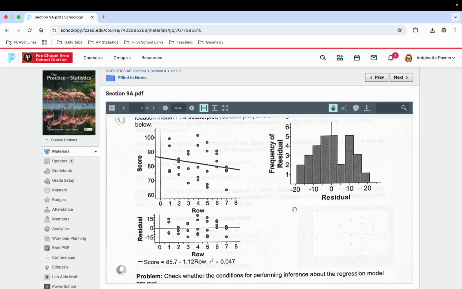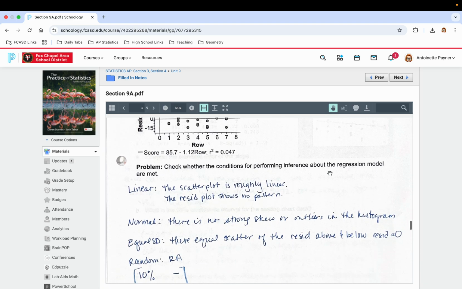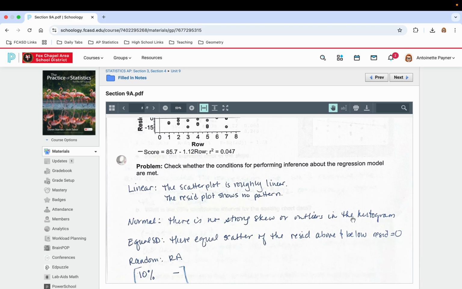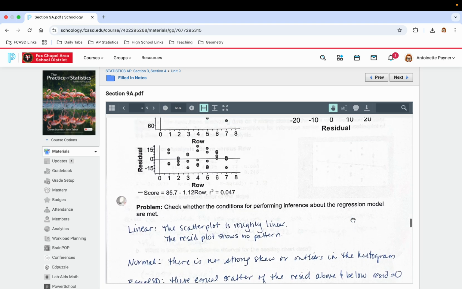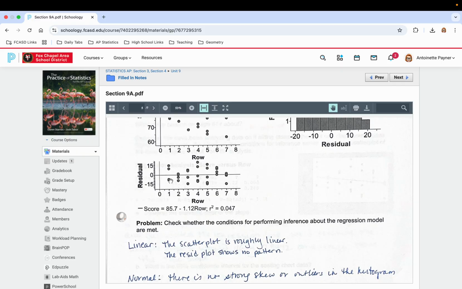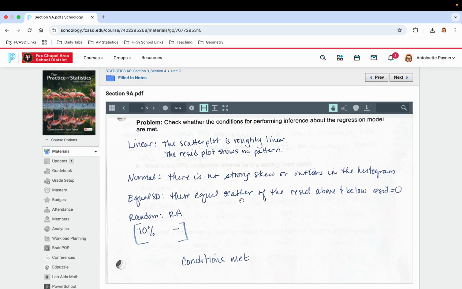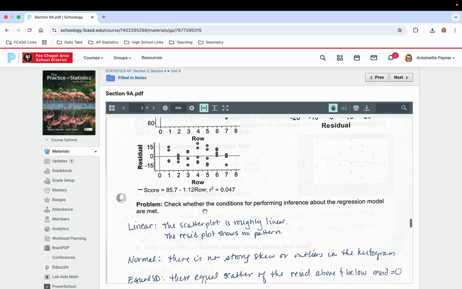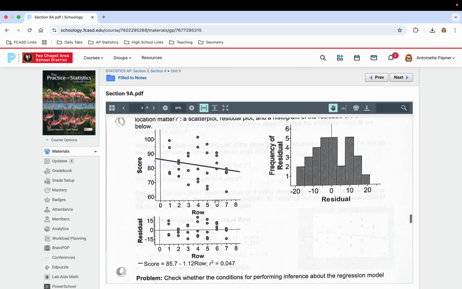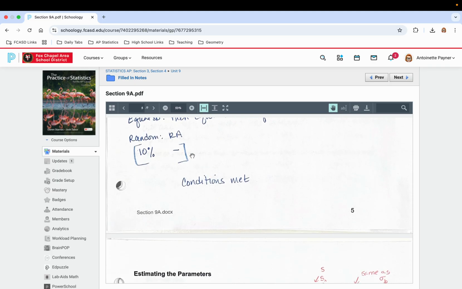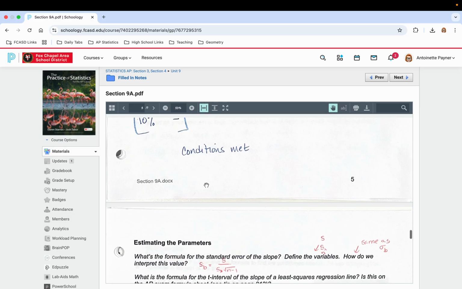For the normal check, I look at the histogram of the residuals. I'm just making sure there's no strong skew or outliers, so we're good. For the equal standard deviation, the scatter of those residuals is about the same, so there's equal scatter of the residuals above and below the residual equals 0. Random, it's randomly assigned, and the 10% I don't need to check because of the random assignment. Okay?